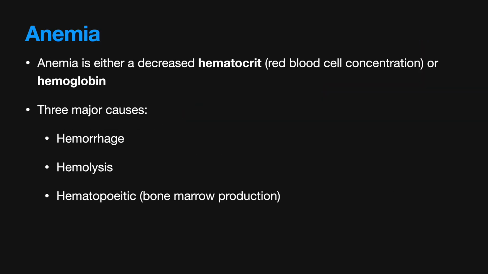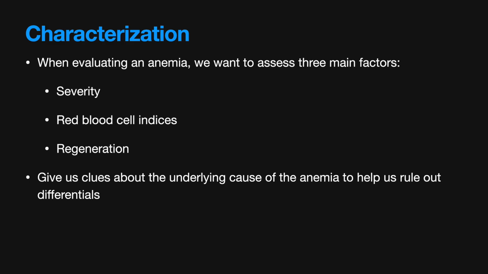Anemia refers to either a decreased hematocrit or decreased hemoglobin. There are three major causes, which I think of as the three H's, so they are hemorrhage, hemolysis, and hematopoietic. Before we look closer at those causes, we should look at how we characterize anemias.